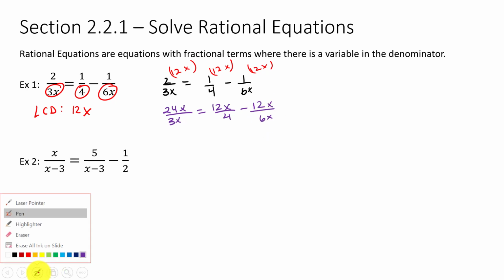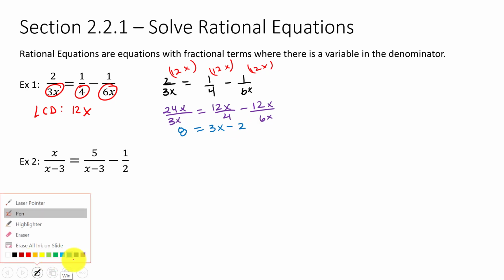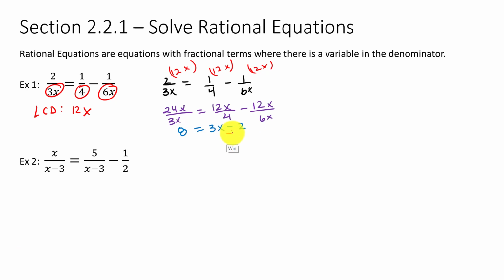We can see here that these will simplify. 3 goes into 24 8 times and the x cancels off. 4 goes into 12 3 times, so we get a 3x, and then we have 12x divided by 6x, which is equal to -2. And now we have a simple equation that we have to solve. To solve this, just use our linear skills, and we can add 2 to both sides, and we'll get 10 is equal to 3x. Finally, we can divide by 3 on both sides, and we get that x is equal to 10 over 3.